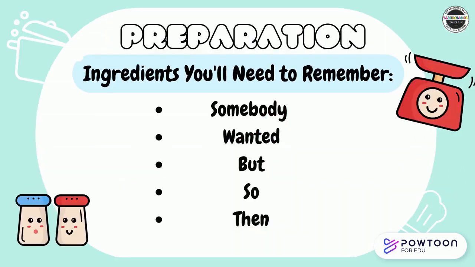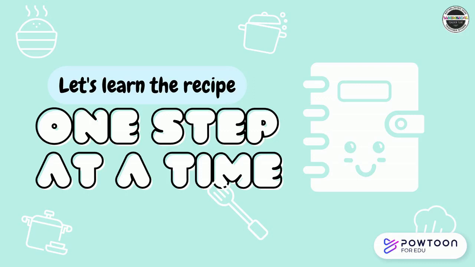Preparation. When we are doing reading, we summarize a story by using somebody wanted but so then. Those are the ingredients you need to remember. Somebody wanted but so then. Let's learn this recipe in a little more detail, one step at a time.